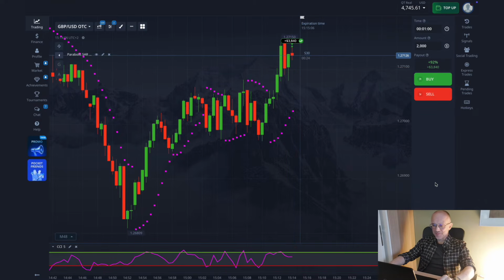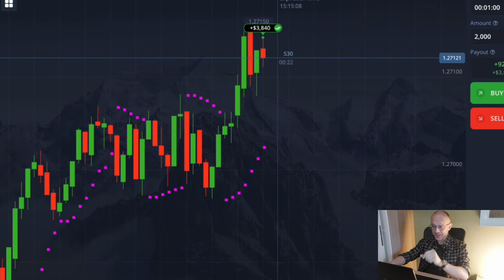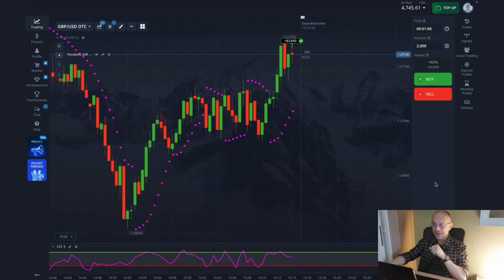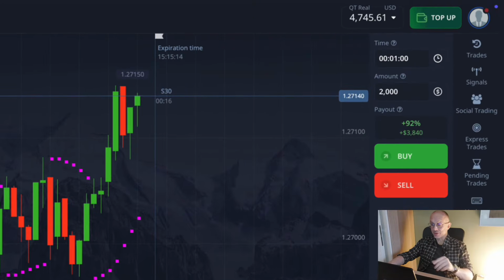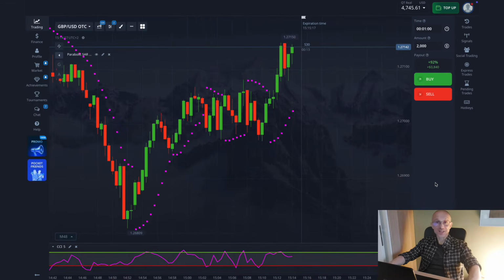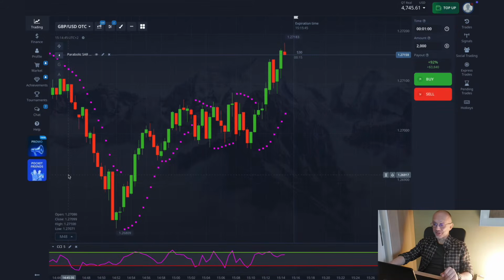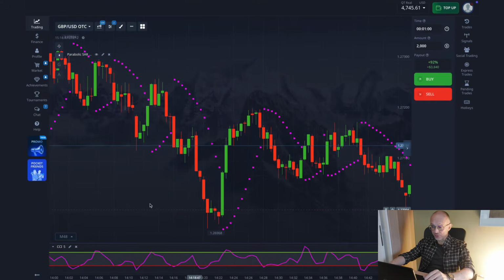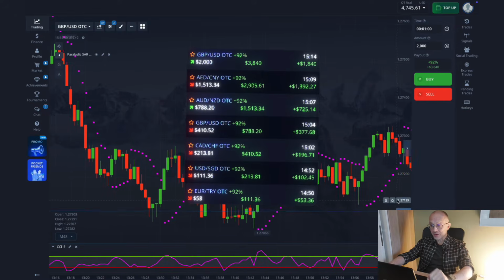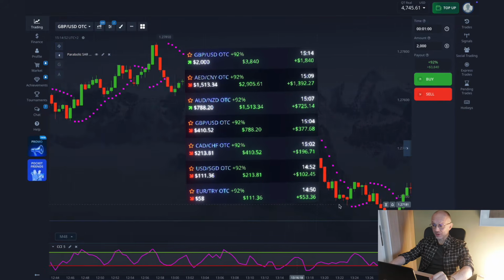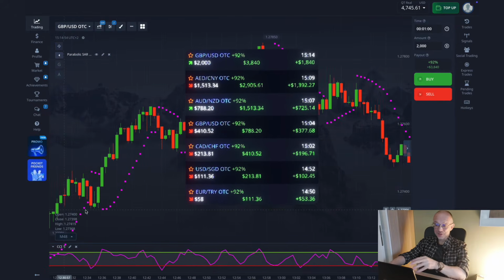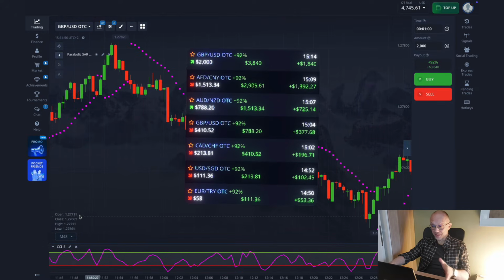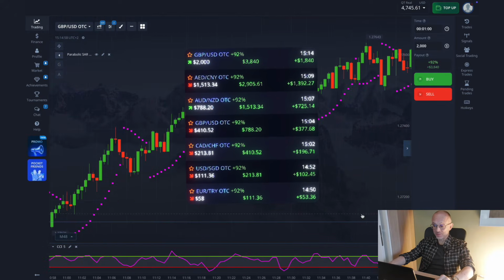And I'm making a profit. My balance has increased by $1,840 and is now $4,745. Let's sum up the results. An excellent result. The balance has grown from $58 to $4,745. Incredible.